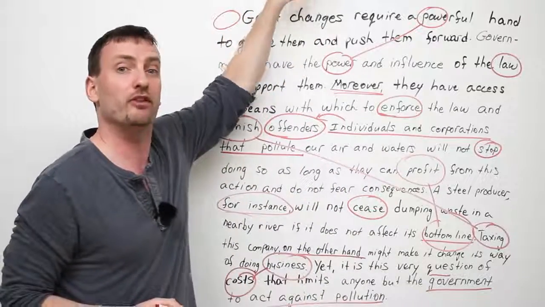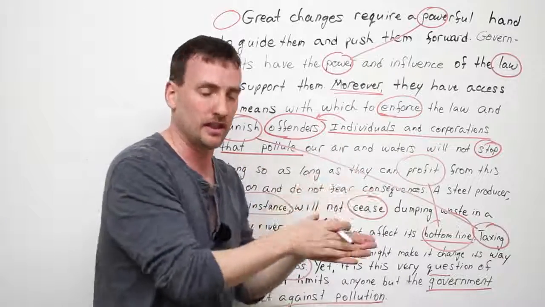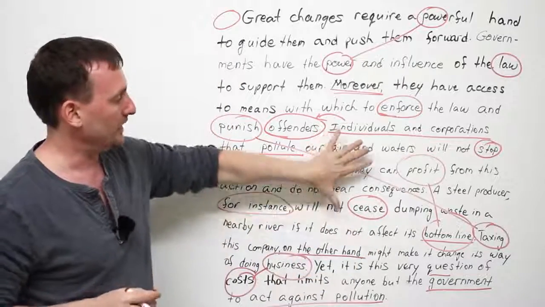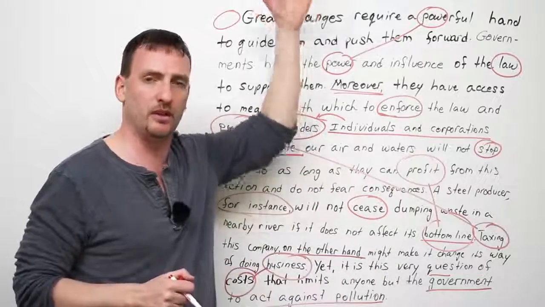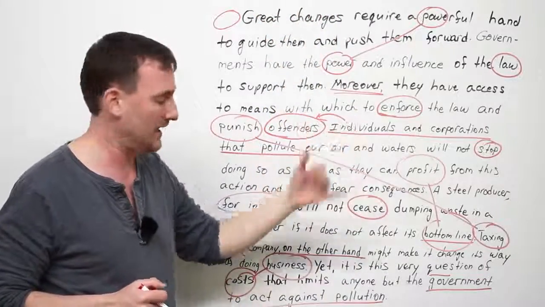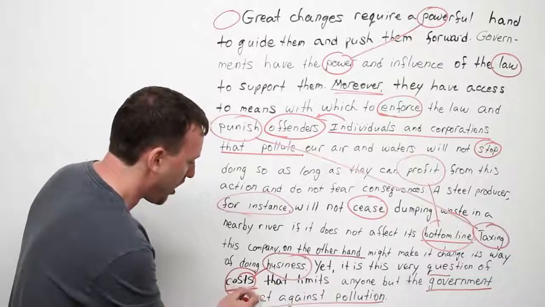I bring it right back to government acting against pollution. This is my overall thesis. Governments must act to stop pollution, right? So remember, the paragraph, everything must connect to itself, but the paragraph must connect to the essay, to the whole idea. Now, what else did I do here? I introduced the topic of costs.